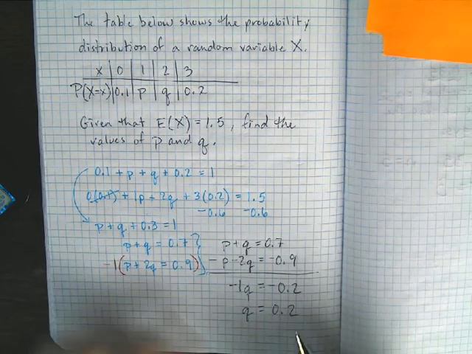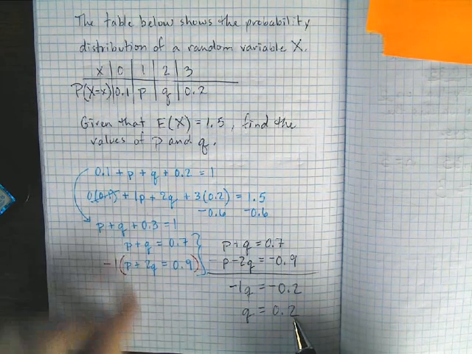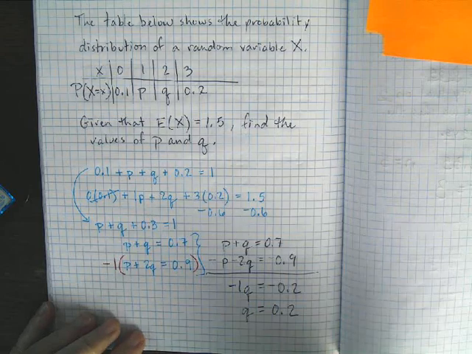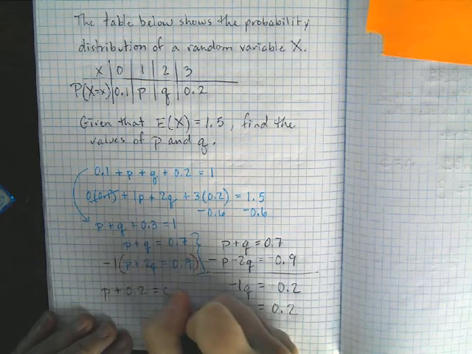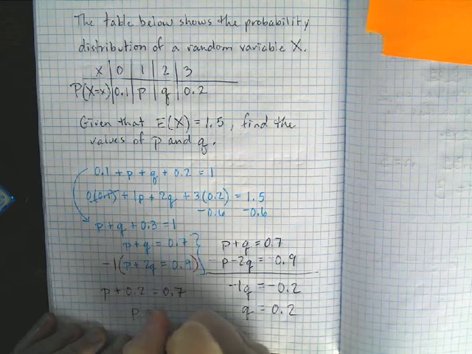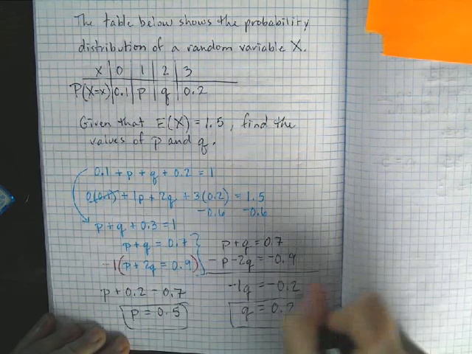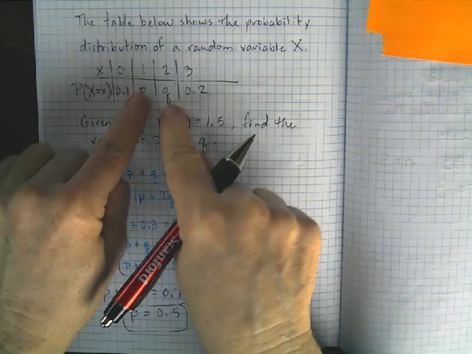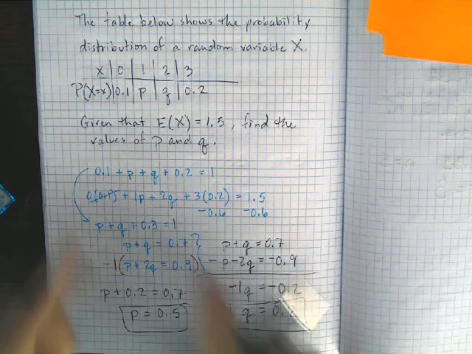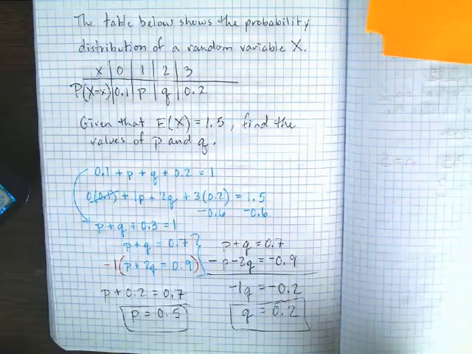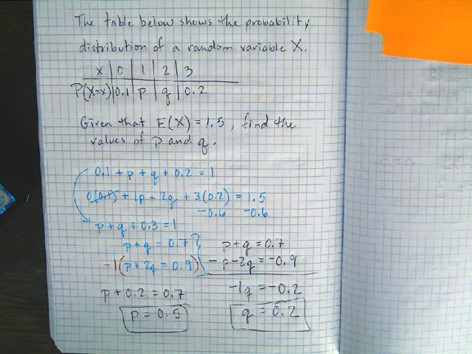Now I can plug that into either equation to get my value for p. I'll plug that into the first one, it looks simpler. p plus 0.2 is equal to 0.7. So p is equal to 0.5. So there they are. You could also, of course, check your answers. You could put them back in, make sure everything adds up to 1, and figure out the expected value again. But I happen to know this is the correct answer. So we'll stop right there.